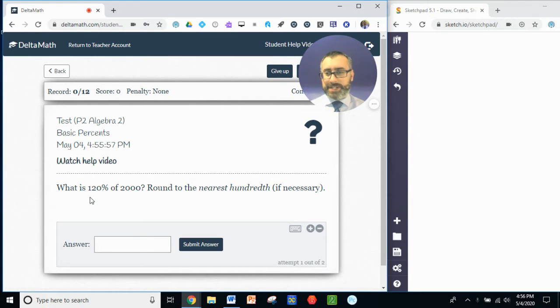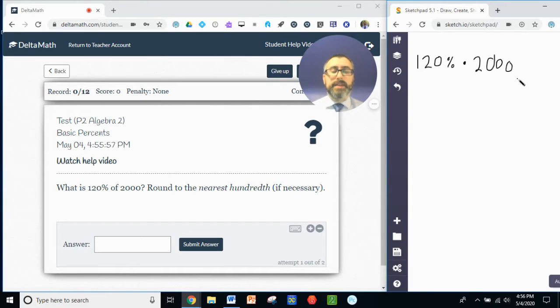When I see this notation, 120% of 2,000, this is actually kind of like a multiplication problem. We're going to do 120% times 2,000. Now, when we're typing this into our calculator, depending on the kind of calculator that we have, it may or may not be able to read that percent. So I want everyone to know how to convert this into pure decimal form.